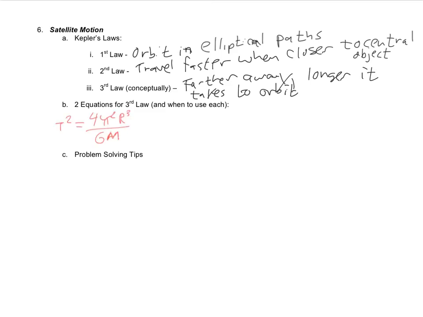The first is T squared equals 4 pi squared R cubed over GM. And we're going to use this when we're concerned about a single object, and when we know we're concerned about the mass of the central object, because that's what that M is. And that's an important point in this equation. That M is the mass of the central object. So if we want to find that, or we know that and need to use it, then that's our form of Kepler's law that we're going to use.